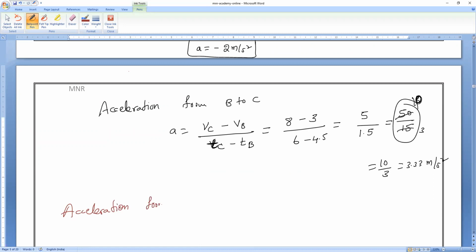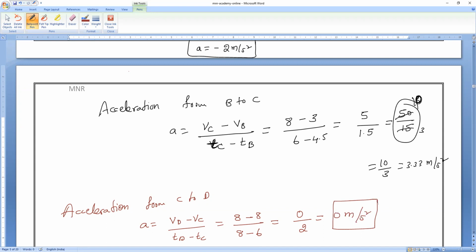Acceleration from C to D. So what is the acceleration formula? Final velocity VD minus initial velocity VC, divided by TD minus TC. Final velocity is 8, initial velocity also 8, divided by final time 8 minus initial time 6. So 8 minus 8 is 0, 0 divided by 2, 0 divided by anything is 0. So C to D, the acceleration is 0.